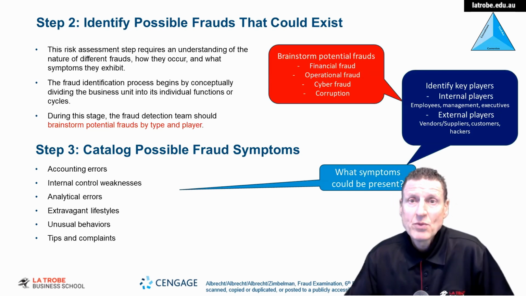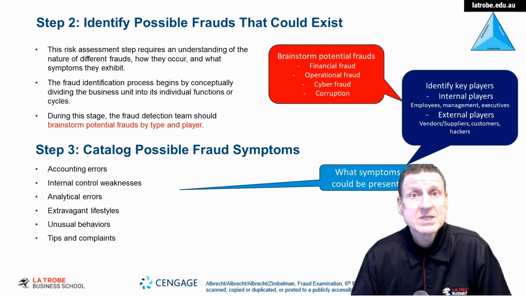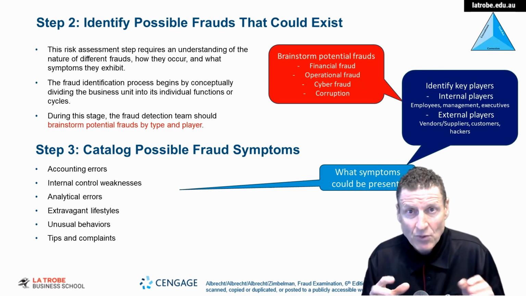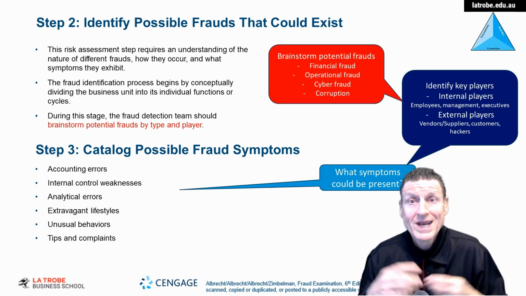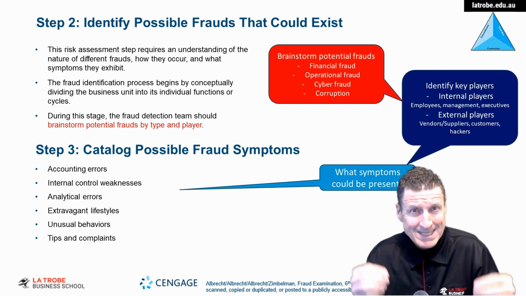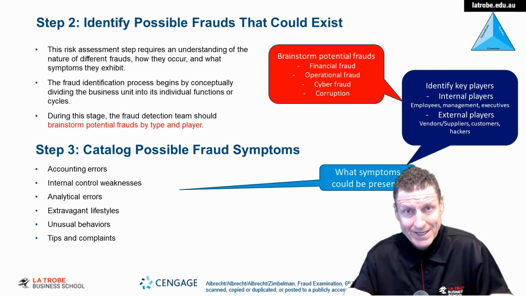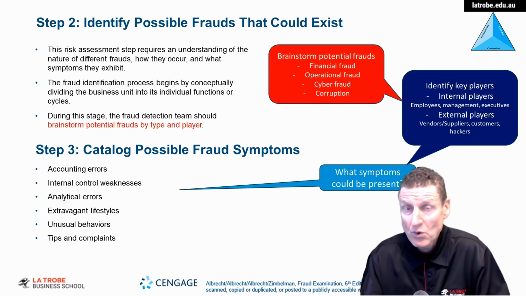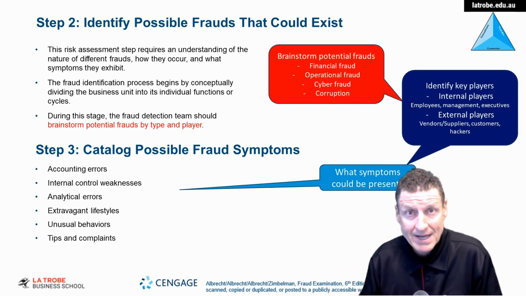Wow. So next is to identify possible frauds that could exist. And this is where we want to brainstorm the potential frauds. Like, is it financial? Is it operational? Is it cyber? Is it corruption? Now, we haven't talked much about cyber fraud, but the general popular frauds in organizations up until recently have been financial fraud, operational fraud, stuff like asset misappropriation by employees inside the organization, and corruption, which could be employees getting kickbacks or working with bribery with vendors outside the organization. We talk more about that in later chapters. But cyber fraud, we might have to leave to later this semester.